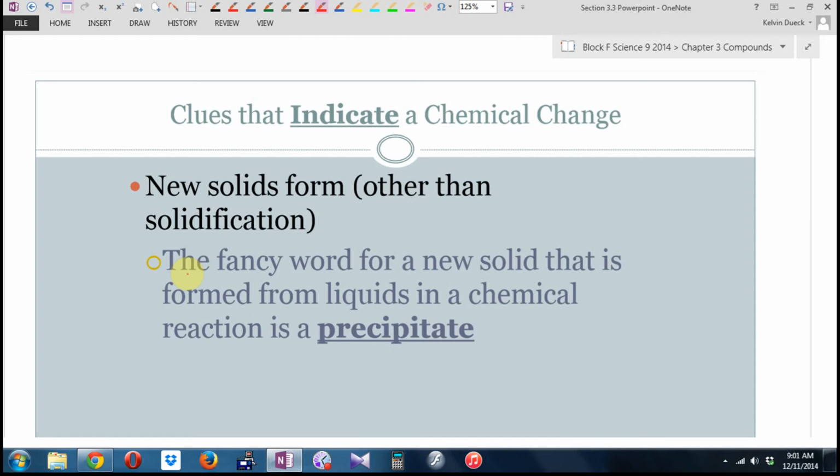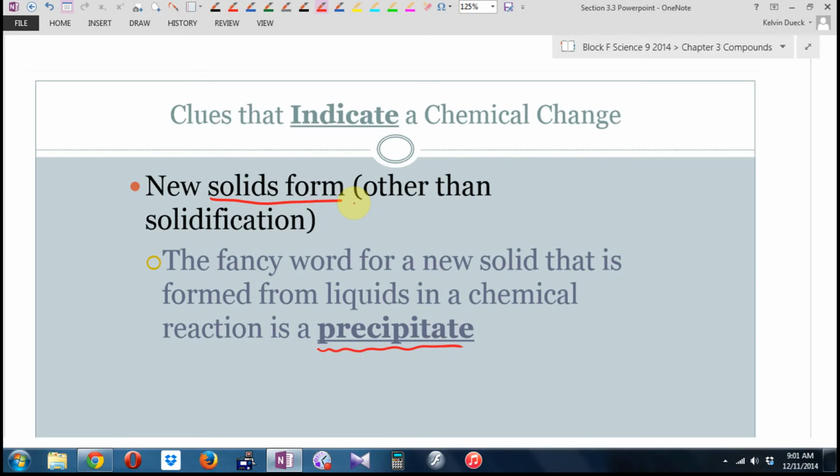There's a fancy word for that. If you mix two liquids together and you get a new solid, we call that a precipitate. Okay? A precipitate. So, new solids form other than solidification. That's one very good way. Back of, flip the page over. Right there. Clues that indicate a chemical change.